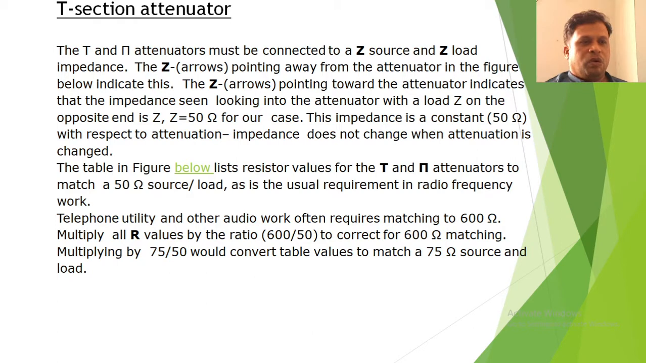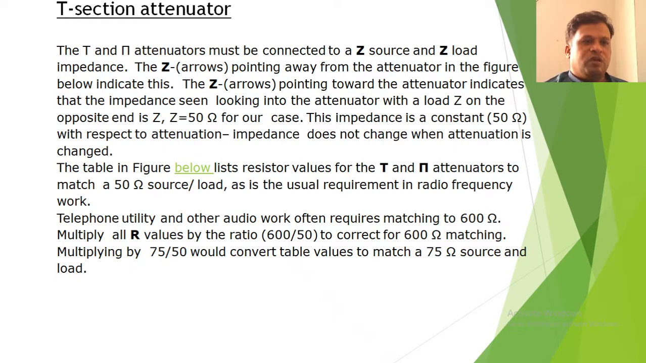Now we will talk about the T section attenuator. As we are discussing T and pi section attenuators, let us first start with the T section attenuator. The T and pi attenuators must be connected to a Z source and Z load impedance. The Z arrows pointing away from the attenuator in the figure below indicate this. The Z arrows pointing toward the attenuator indicate the impedance seen looking into the attenuator with a load Z on the opposite end. So this impedance is constant, that is 50 ohms, and the impedance with respect to the attenuator does not change when attenuation is changed.